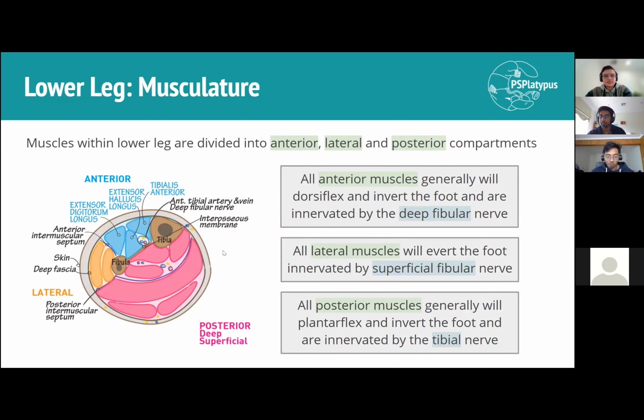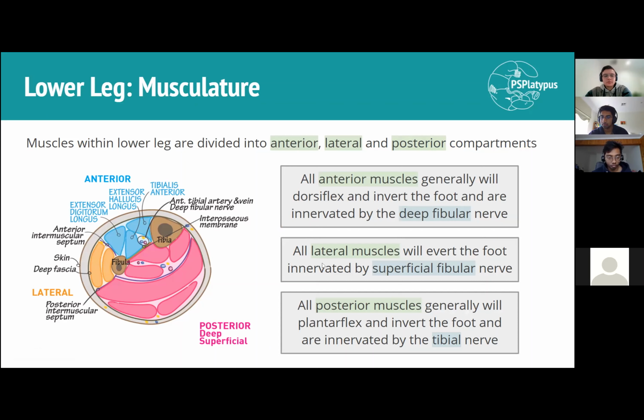Now the muscles, there are many, right? Similar to the thigh, you've got three compartments. The only difference is that it switches over. Remember, you have the anterior, medial, and posterior compartments in the thigh. You've got a very similar thing, except instead of medial, you now have a lateral compartment. So it switches around like a mirror image.